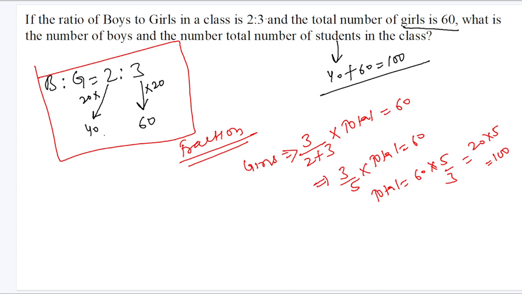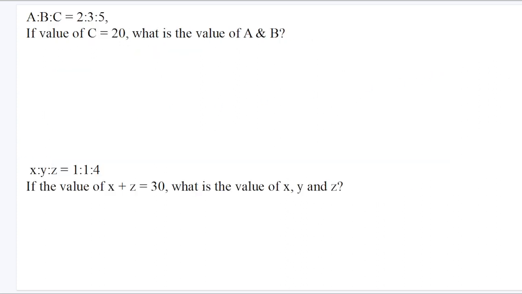Now, moving ahead, I'll show you more examples. Here, I'm given the ratio of A, B, C as 2 is to 3 is to 5, and I'm given the value of C. As I said, the part of the ratio will be compared with its absolute value. C is actually 20, which is represented as 5 in the ratio.